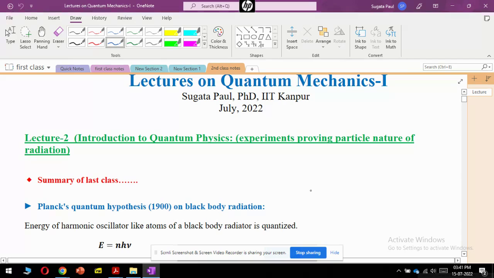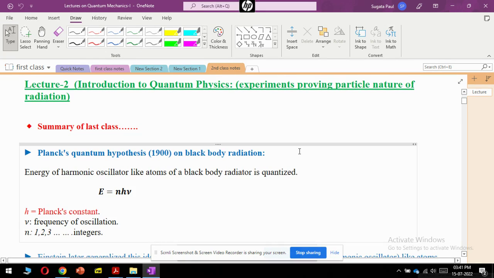So in the last class, what did we do? Basically, we introduced what a black body is and what black body radiation is. After that, we described how the classical theory of black body radiation could not match the experimental results in the high frequency regime. Then we introduced the idea of Planck, who for the first time gave the quantum hypothesis in 1900 on black body radiation. So, what was Planck's hypothesis?